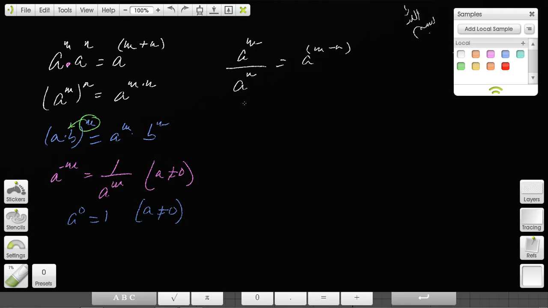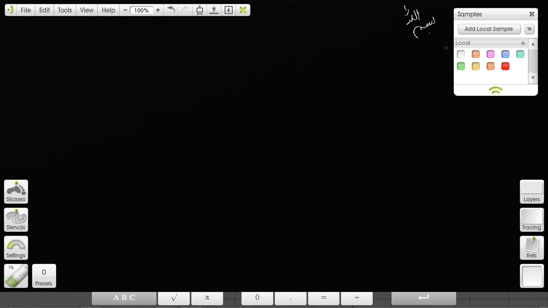And finally, (a over b) to the m is equal to a to the m over b to the m. It's like a distributive property. It's the power of a quotient property. So these are some properties of exponents that we need to know and be comfortable with when working with polynomial functions. Okay, so I just want to do some examples over here, just from the book.